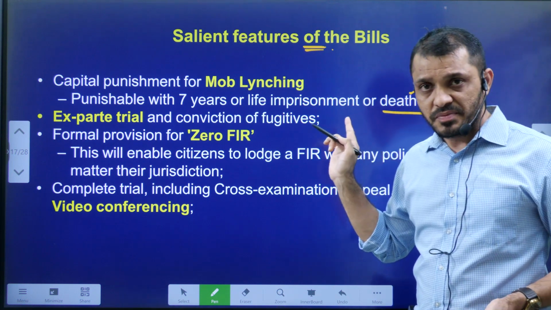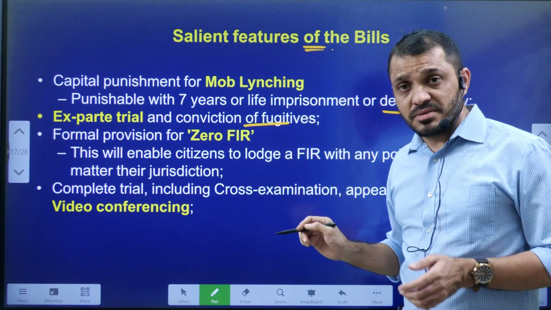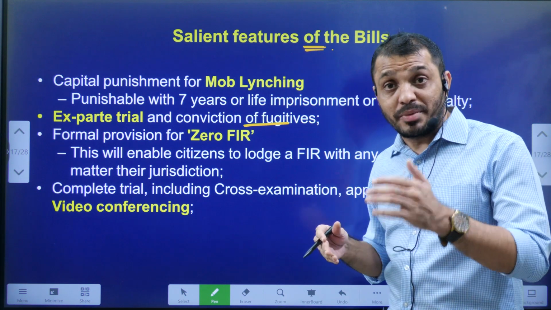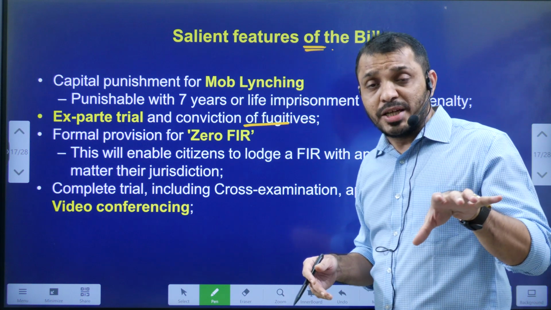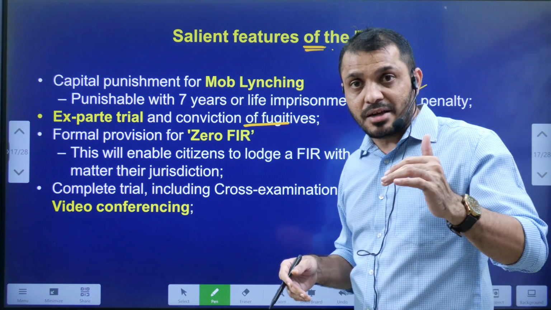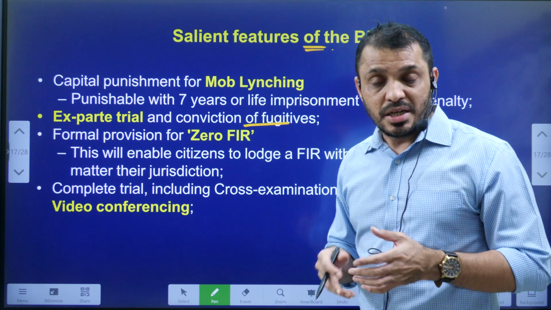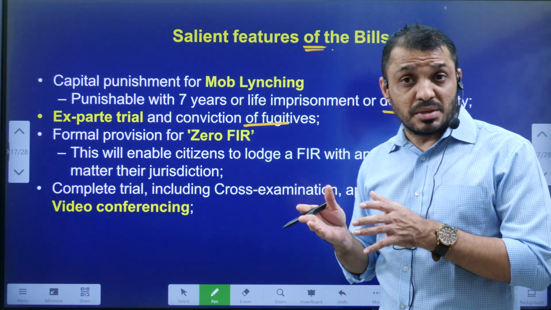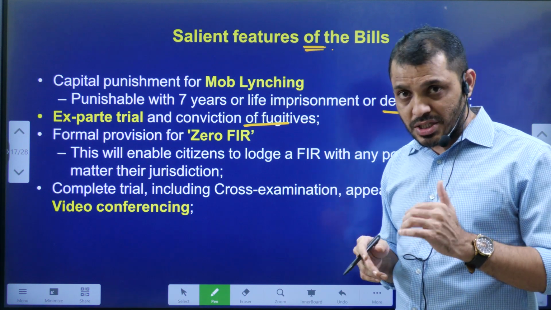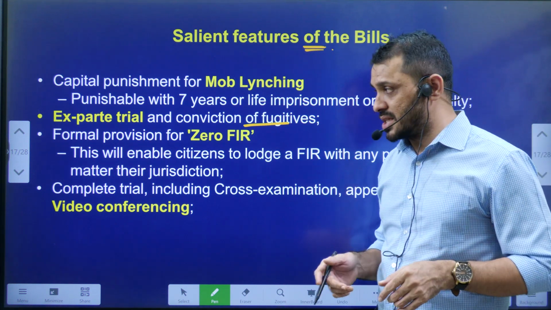Very, very important. And even fugitives. Fugitives are the ones who committed economic offenses, like Vijay Mallya in India, and they are going abroad. At the moment, to try them, we need to bring them back. We require the other country's help in terms of extradition. Now, ex parte trial: even without that person being extradited to India, we can start the trial. That is also a very interesting thing.